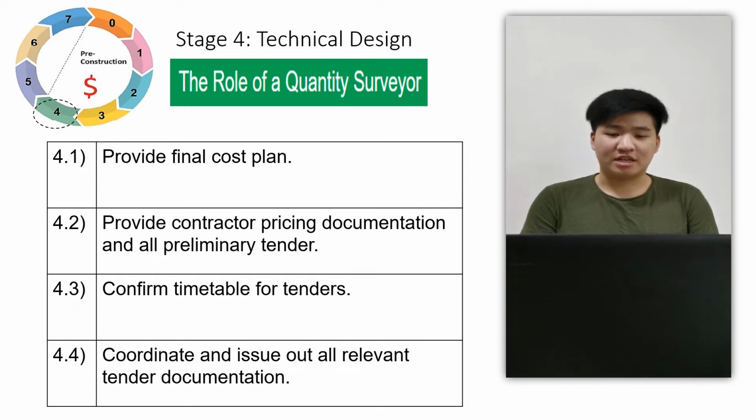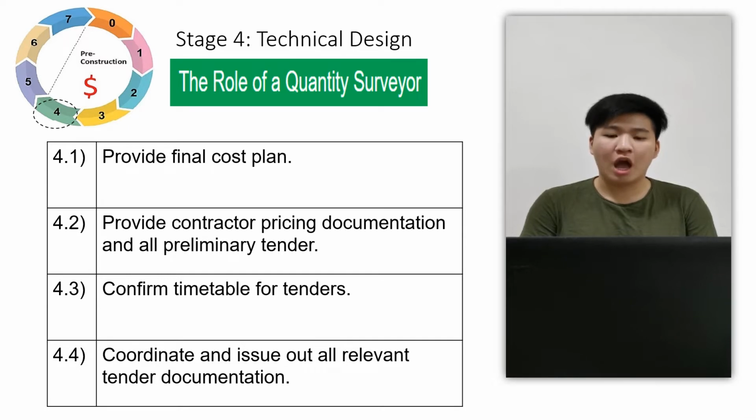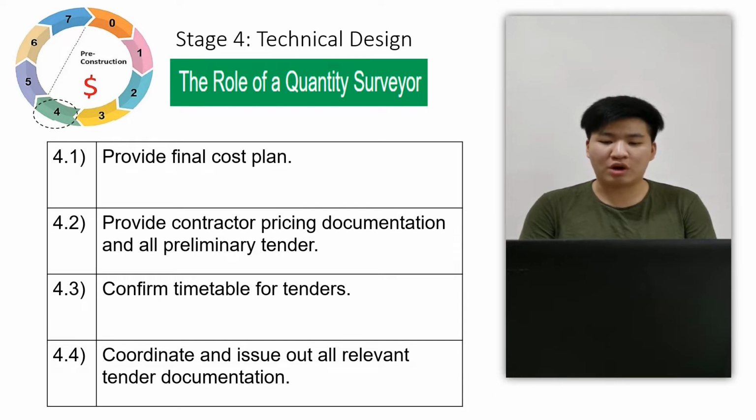Stage 4 is technical design. In this stage, the quantity surveyor has to provide the final cost plan for the building construction. The quantity surveyor needs to provide contractor pricing documentation and all preliminary tender information in this stage as well. The quantity surveyor helps to confirm the timetable for tenders. Engaging a quantity surveyor to help you negotiate the cost upfront will help your project conform to the negotiated project timeline. Then, the QS has to coordinate and issue all relevant tender documentation.